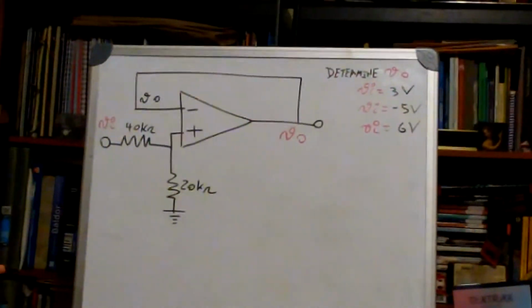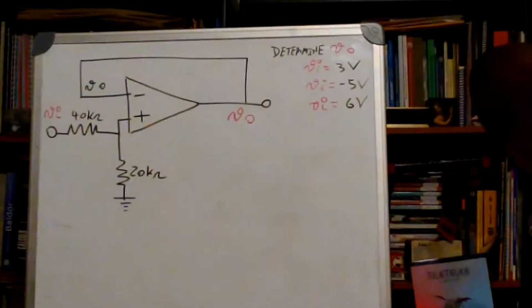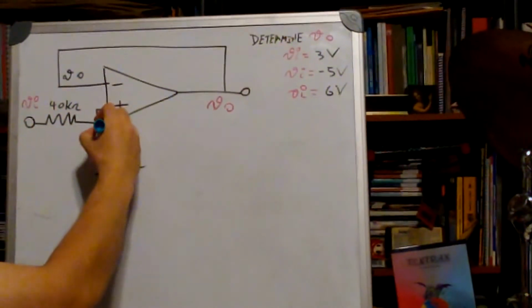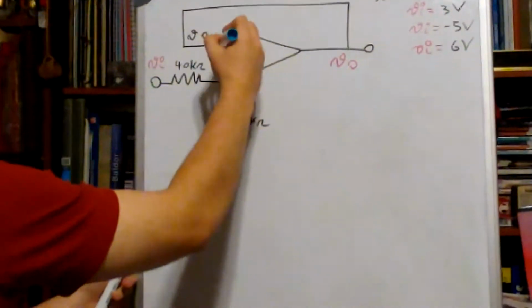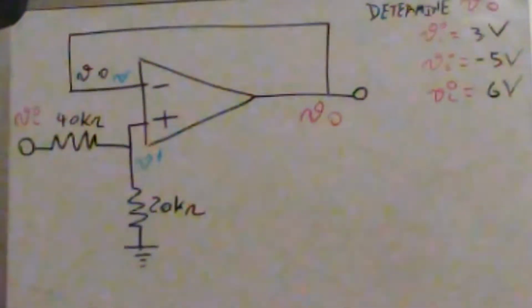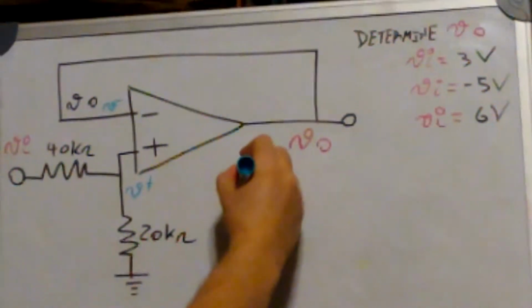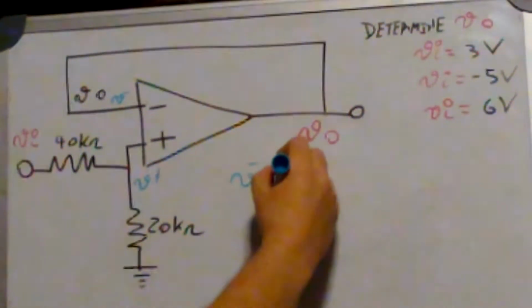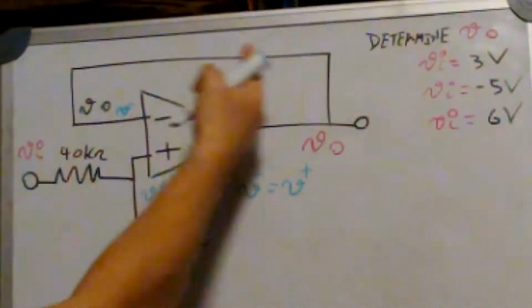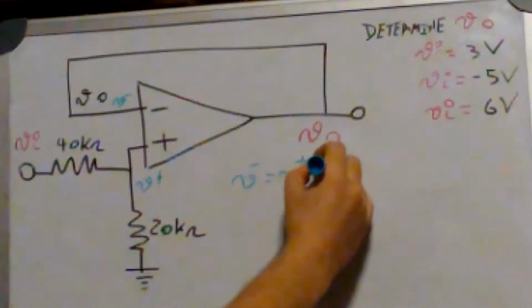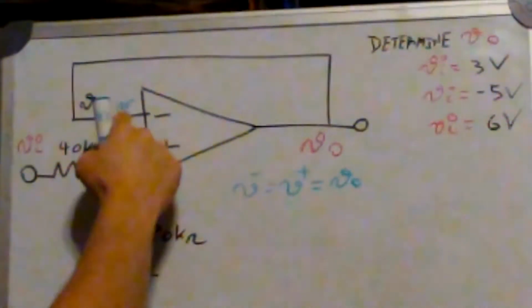I am going to name these nodes. I could say that this is V plus and V minus. This is an ideal operational amplifier, so we assume that V minus is exactly the same as V plus, ideally. And because this is Vout, in the same node, for this case, Vo is equal to V plus, equal to V minus.